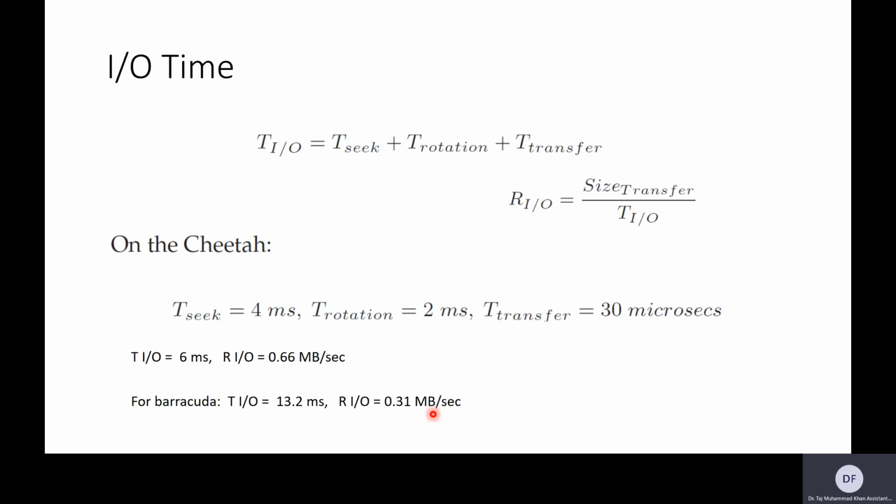This is because the transfer time for small transfers is negligible and the I/O time is dominated by mechanical movements. So this is the behavior or performance of these hard disks on workloads which do very small transfers to and from the hard disk. The average transfer rate will be very, very low on small transfers.